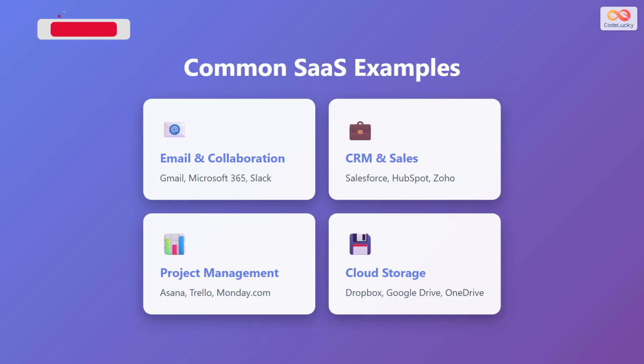You're probably already using SaaS applications without even realizing it. Common examples include email and collaboration tools like Gmail, Microsoft 365, and Slack. Customer relationship management, or CRM, platforms like Salesforce, HubSpot, and Zoho are also SaaS products. Project management tools such as Asana, Trello, and Monday.com fall into this category. And cloud storage services like Dropbox, Google Drive, and OneDrive are all examples of software as a service in action.